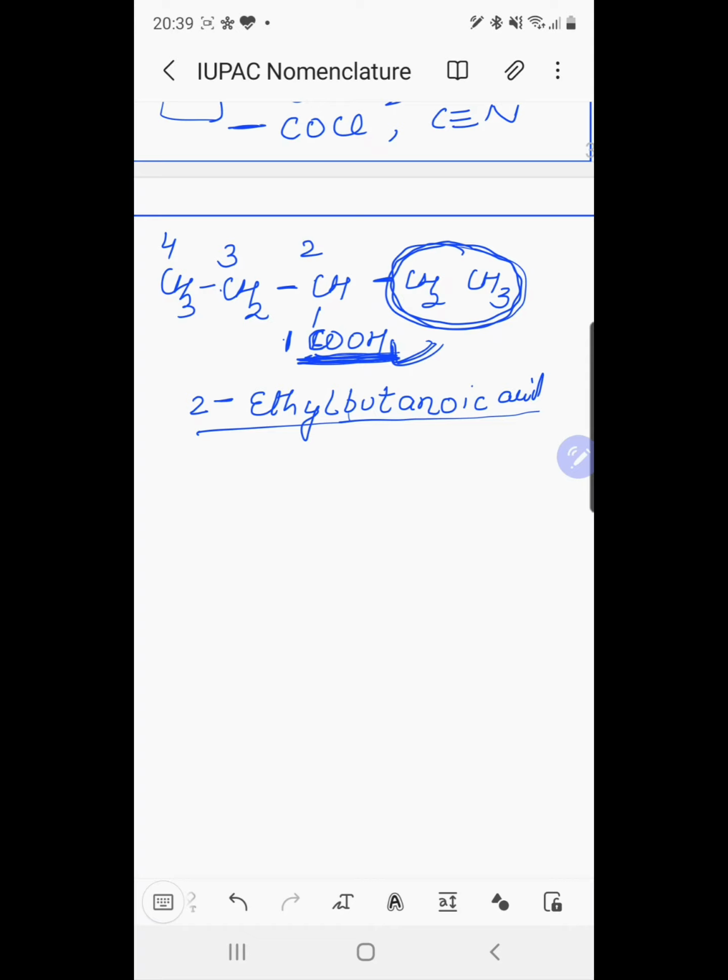However, in some examples, the numerical locant 1 is always included when another numerical locant appears in the same name. For example, CH3, there is no... in this case this is simple, that is the 2 at 2nd position, ethyl, so the name is 2-ethylbutanoic acid. But sometimes we also add numerical 1 for this terminal group.